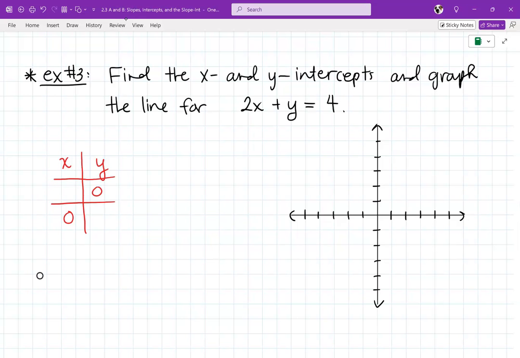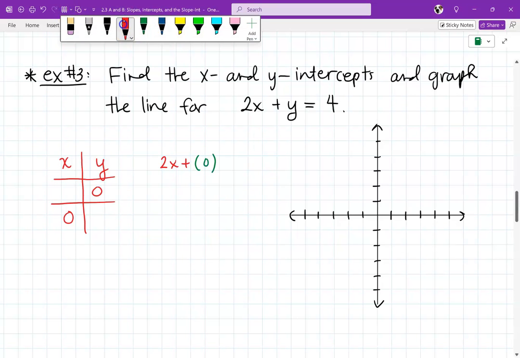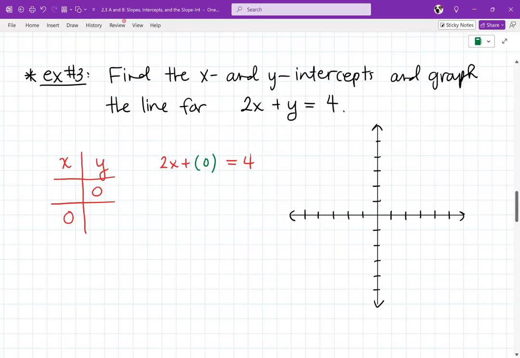You guys will also have graphs already pre-done for you. I don't think you're going to have to make them yourself. And I'm going to start plugging in my values. So I want to plug in y equal to 0. So here we go. 2x plus 0 is equal to 4. Well, 2x plus 0 is just 2x, and that's equal to 4. So if I divide both sides by 2, I get x equal to 2. That's my x-intercept, (2, 0).